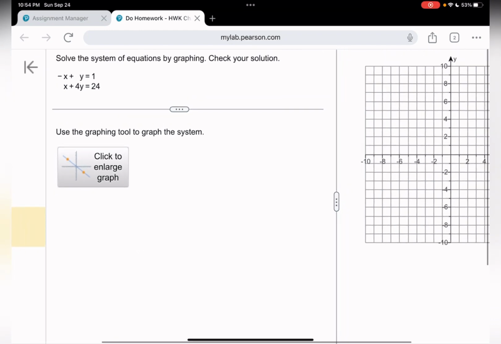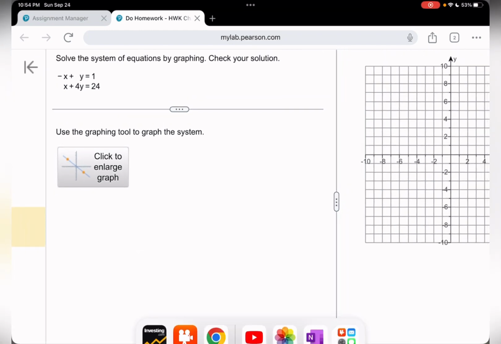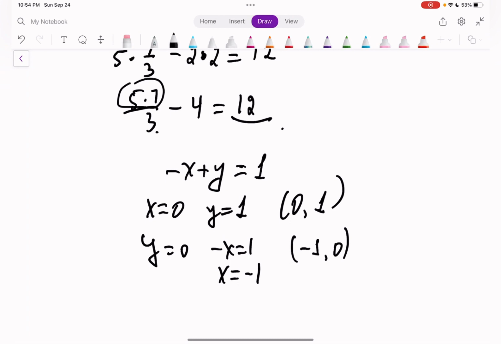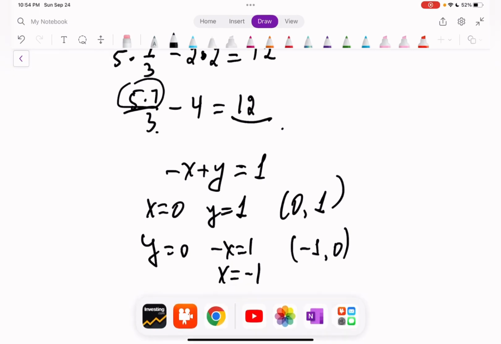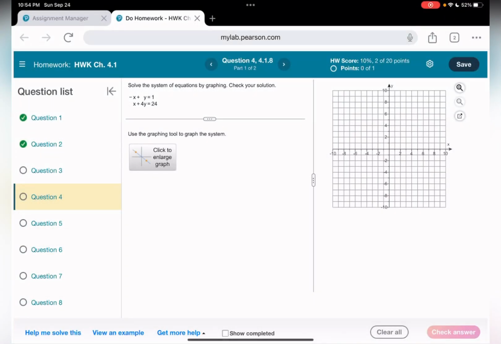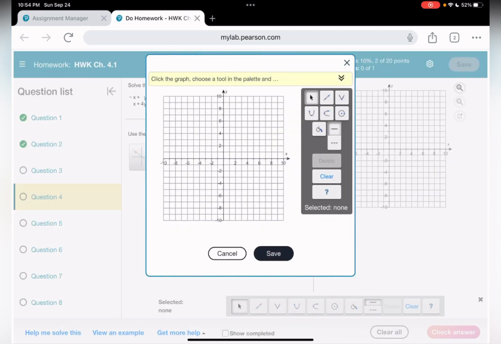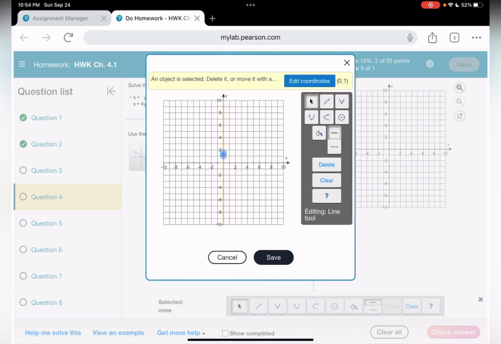Let me cancel it and start over. Okay. So the points are going to be 0, 1, which is going to be here, positive 1. This one, and then negative 1 and 0.